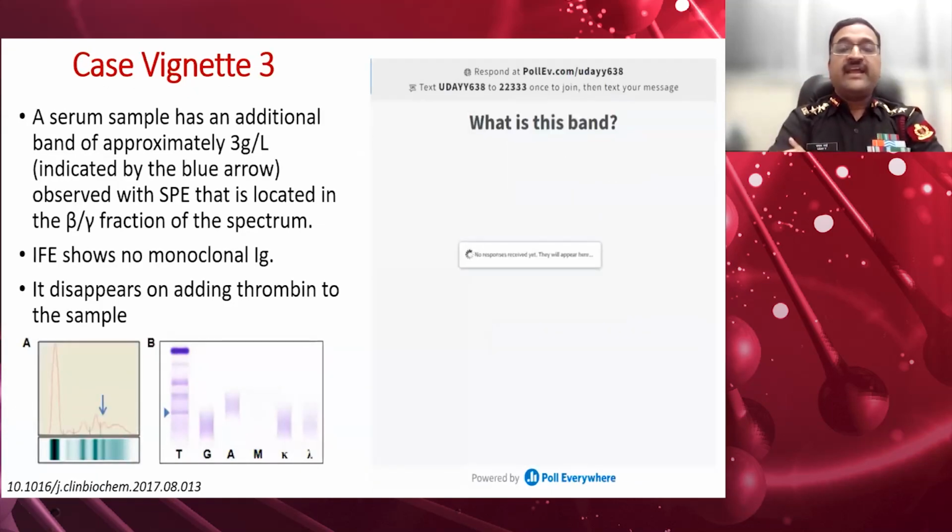Okay, next case vignette. A serum sample has an additional band of approximately 3 grams per liter. You can see that as shown by the blue arrow here in graph A. Now, IFE does not show any monoclonal immunoglobulin. And this particular band disappears on adding thrombin and repeating the protein electrophoresis. So what is this band because of?